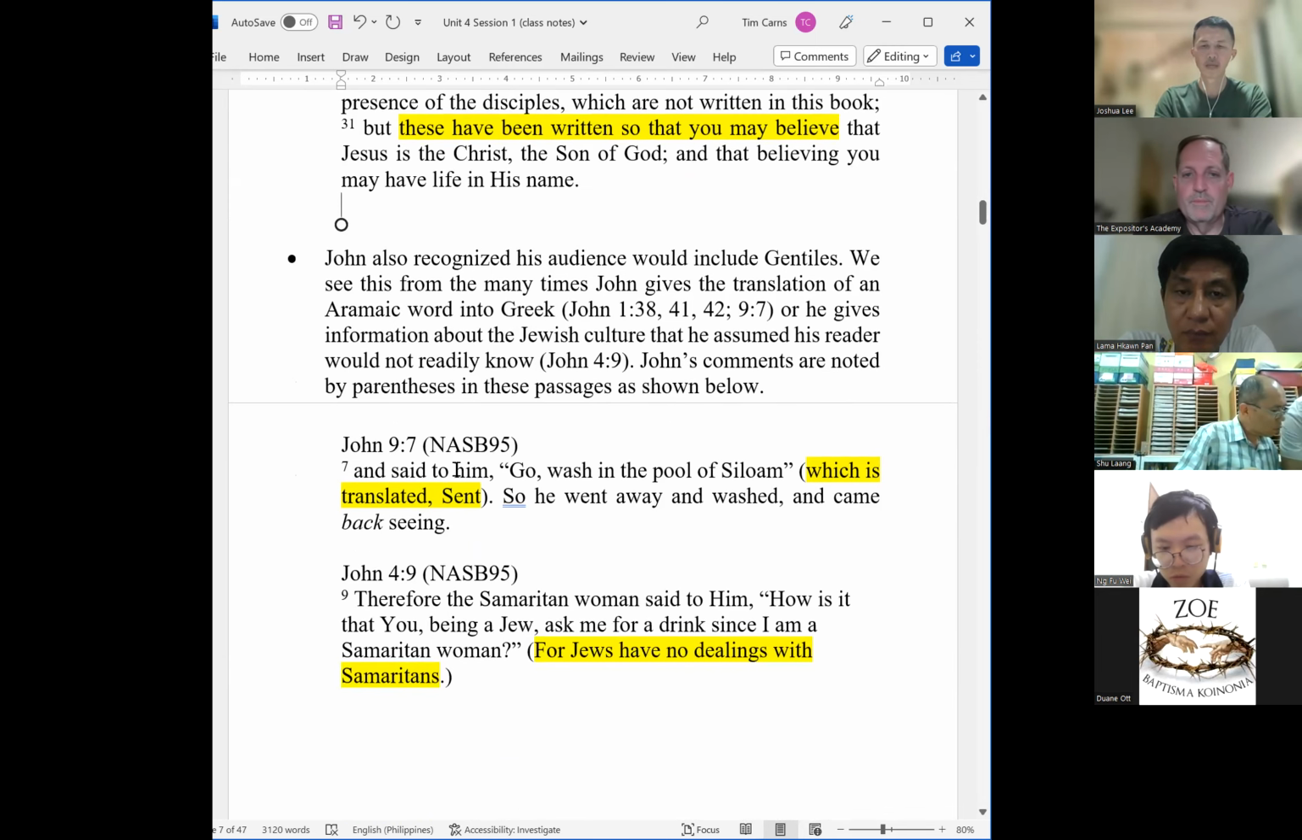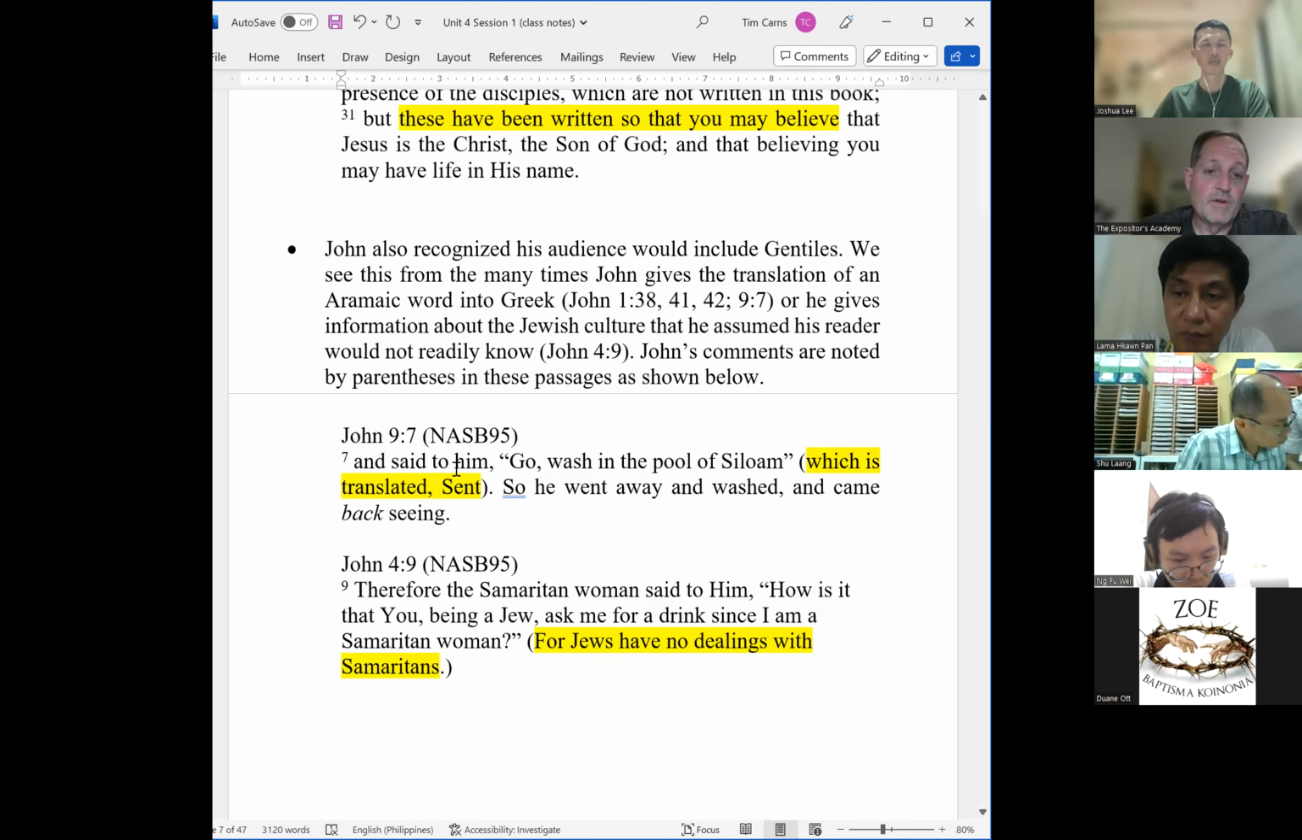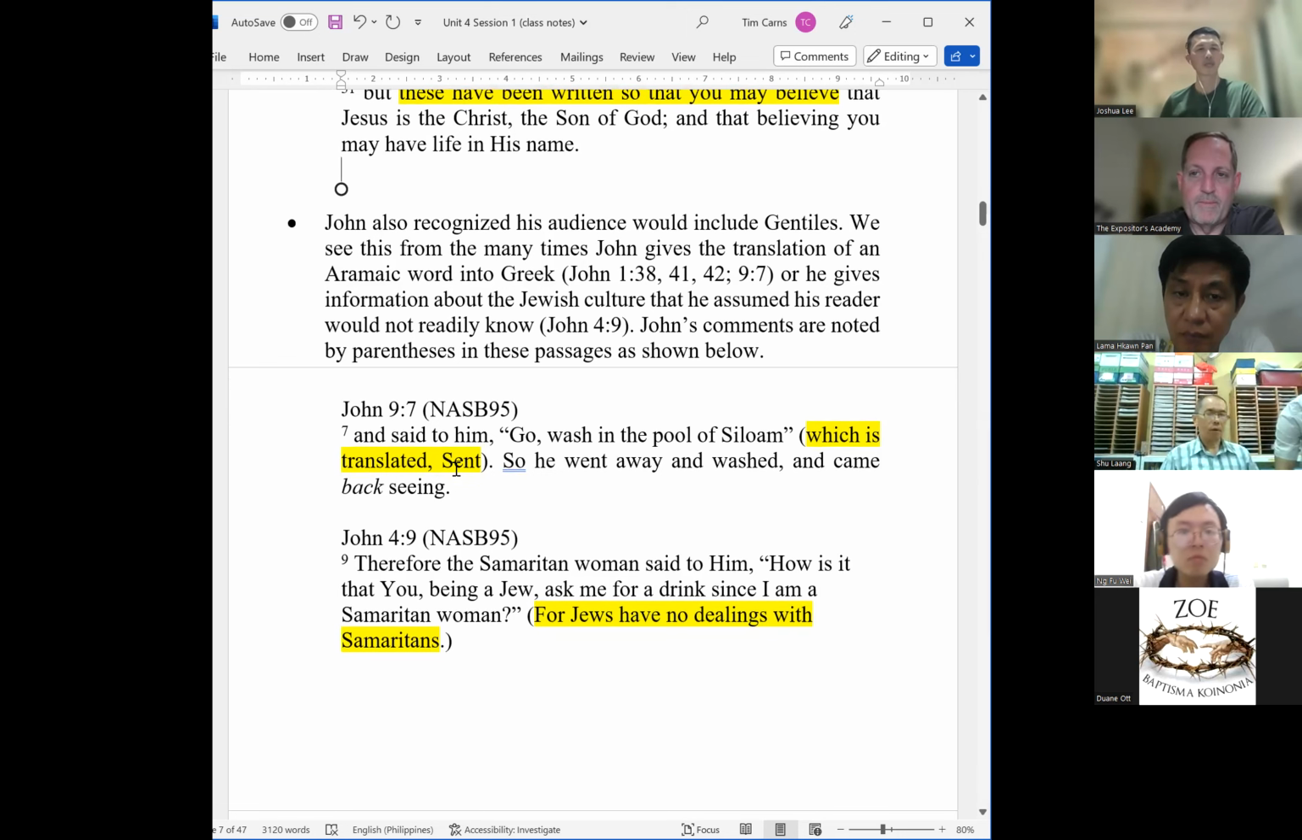There's several more in the book, where he would say something in a story and then give the translation for the Aramaic word. For example, in John 9, when he told the blind man to wash in the pool of Siloam, notice John says, which is translated sent. So that word Siloam has a root idea of being sent. And then John 4, which we're going to see as we go through the story together.